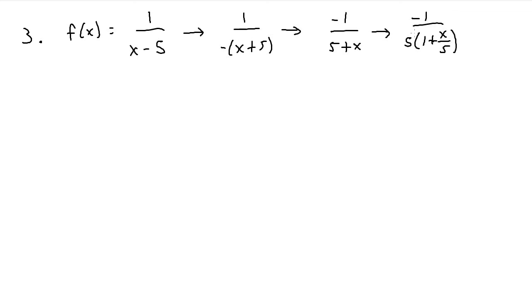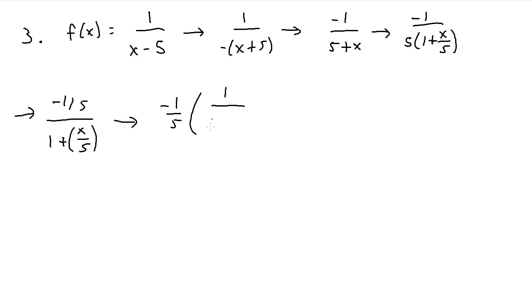And so now what I'm going to do is move the 5 up top. So now we have negative 1 over 5 over 1 plus x over 5. And so for the final step, I'm actually going to move the negative 1/5 out front. So now that we have it in the form of negative 1 over 5 times 1 over 1 plus x over 5. And so for right now, I'm just going to ignore the constant negative 1/5 and focus on what's inside.